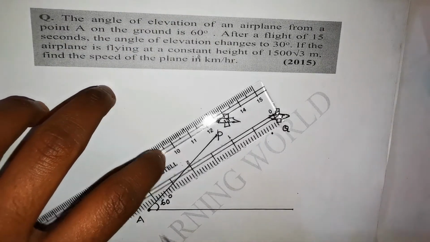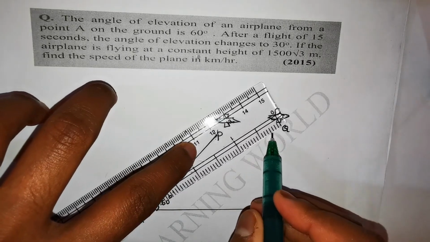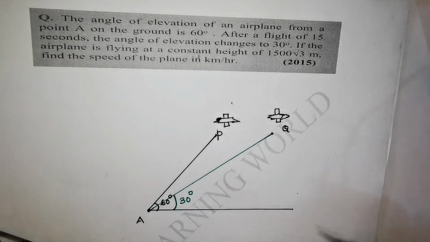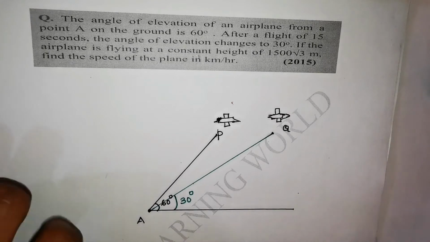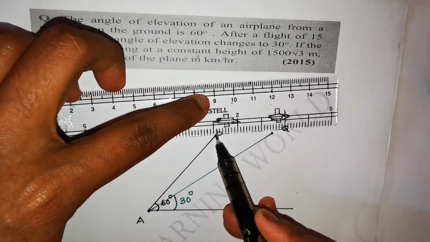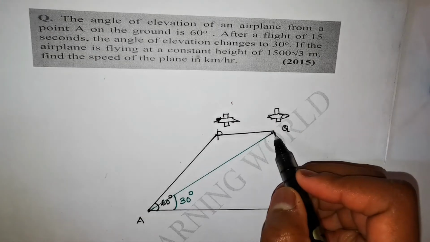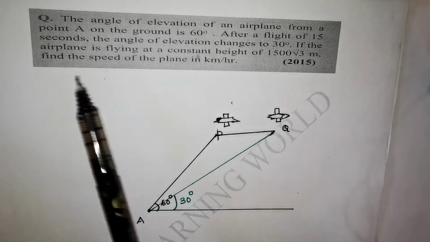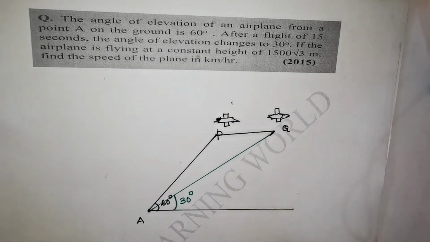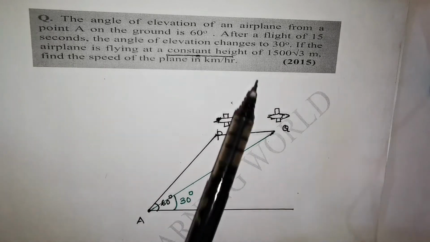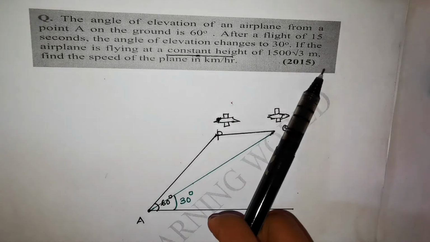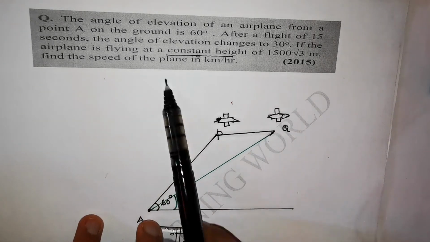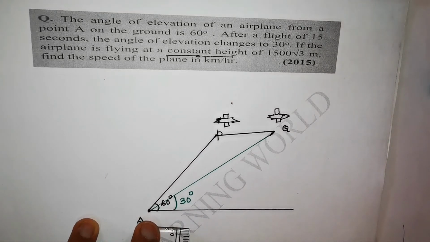So from the same point, this angle of elevation has changed to 30 degree. Here the height of this aeroplane is the same. It is not written that the height is changing. So it is at the same height. Okay, students. It is given that it has a constant height of 1500 root 3 meter. Find the speed of the plane in kilometer per hour.